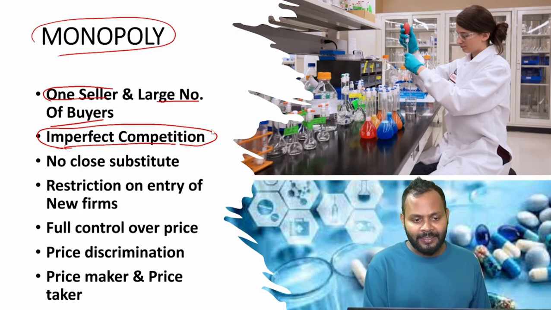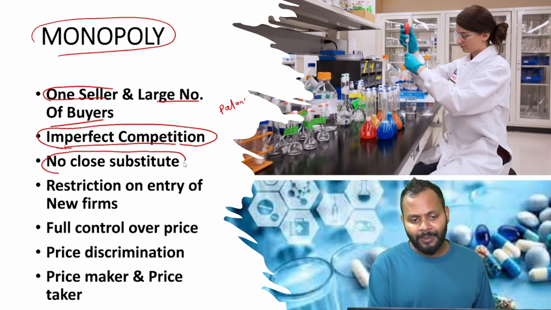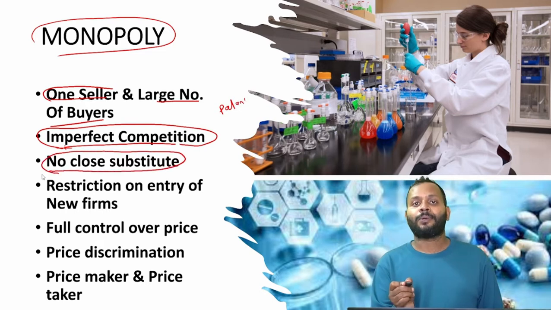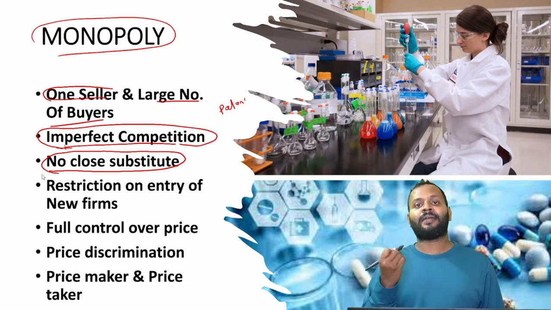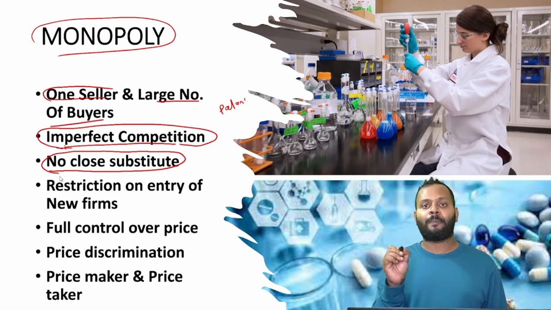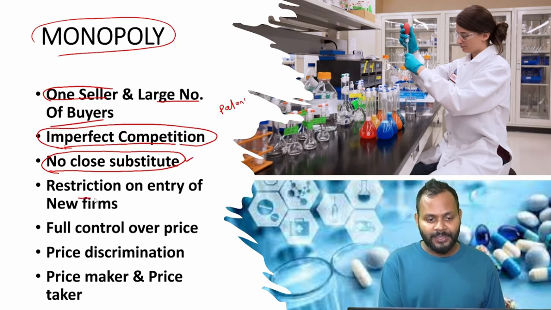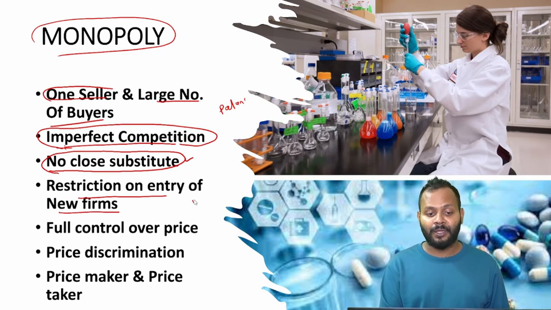So there is a patent. Now there is no close substitute. Why is there no close substitute? Because one product is innovated and completely designed by a company, and nobody can copy that product. No substitute. There is a restriction on the entry of new firms because of the patent.